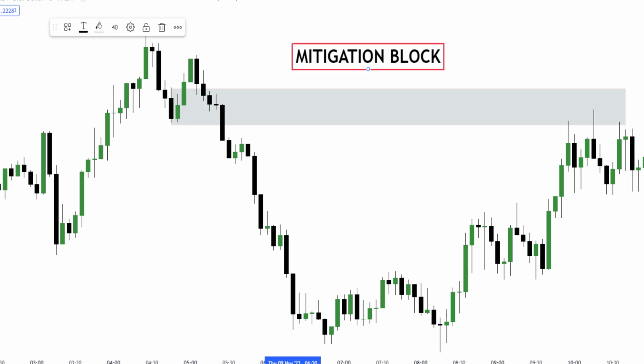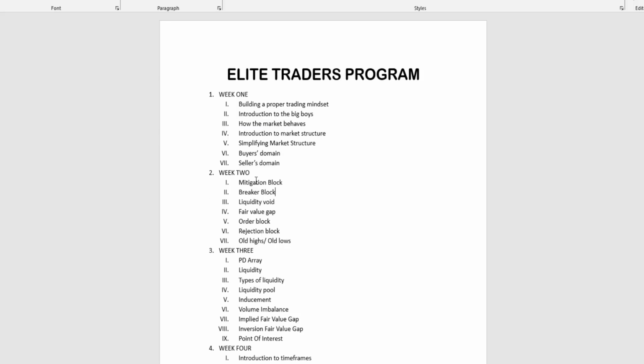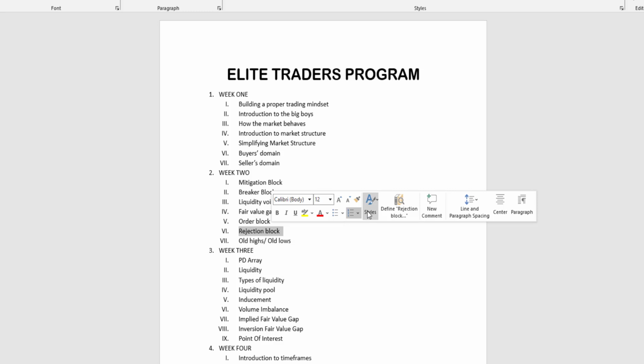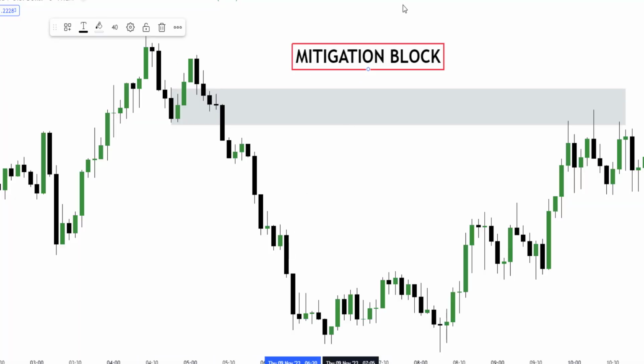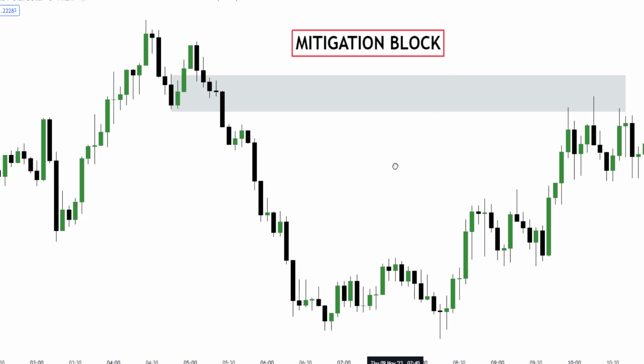We have 7 institutional reference points. As you can see, we are supposed to go through them in week 2 of this course. We're going to start with mitigation block, breaker block, liquidity void, fair value gap, order block, rejection block, old highs and old lows. So in this particular video, I will be explaining what exactly is a mitigation block, one of the very powerful institutional reference points that you need to know. So let me show you what exactly is a mitigation block.